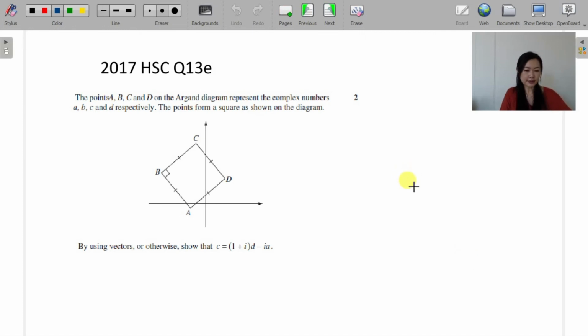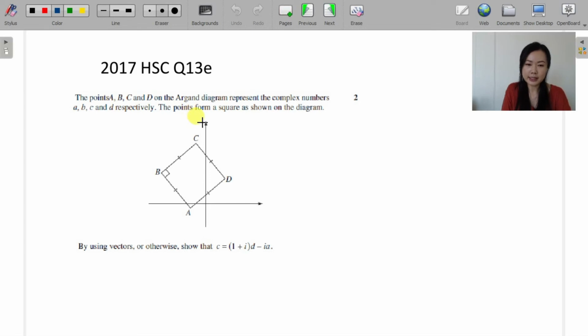217, that's a pretty recent one. This one's a tough one if you don't have a thorough understanding of vectors. I mean, it's in question 13E, so it's kind of in the middle of the paper, but if you're not strong with vectors, this one's going to be really, really difficult. All right, so let's have a look.